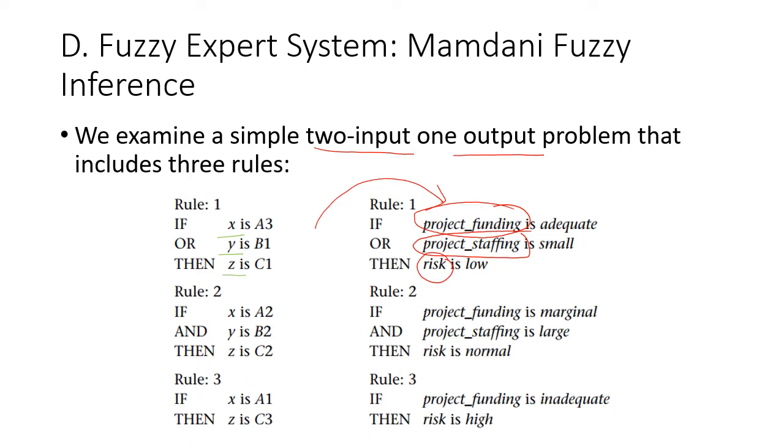Meanwhile, A3 is the adequate fuzzy set of project funding, B1 is the small fuzzy set of project staffing, and C1 is the low fuzzy set of risk. And if you look at rule 2 and rule 3, the rules are a little bit different, but still discussing the same linguistic variables X, Y, and Z.